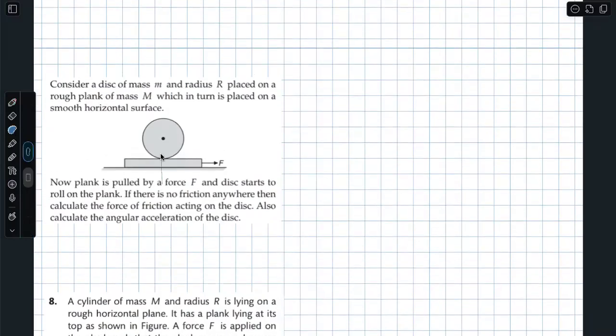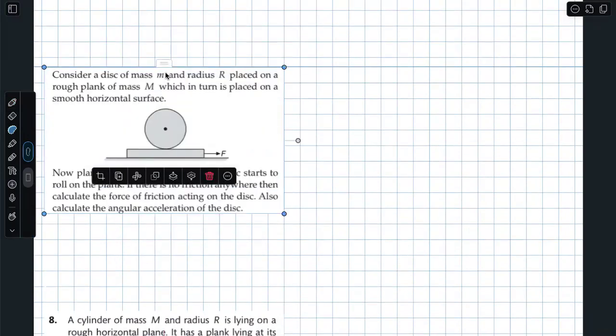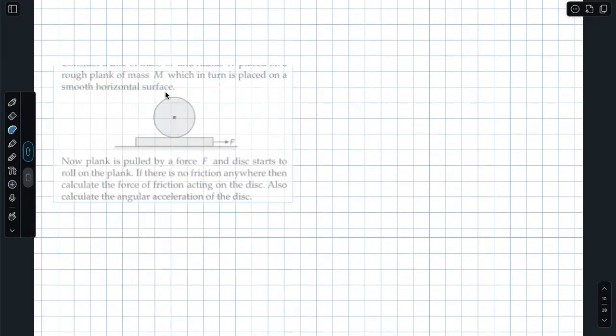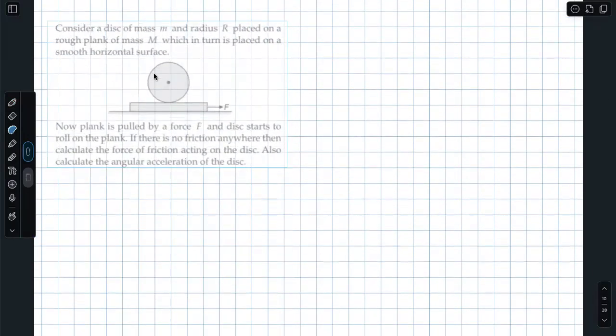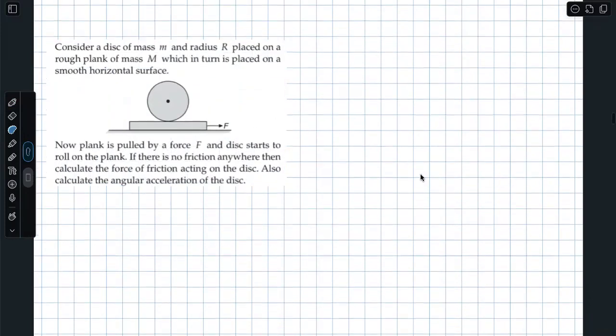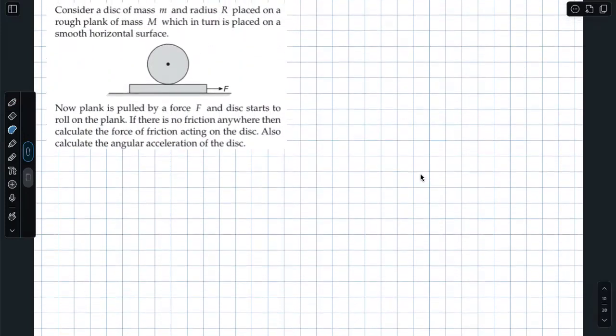You have a very good model actually. Really very good model. Consider a disk of mass M and radius capital R placed on a rough plank, mass capital M, which in turn is placed on a smooth horizontal surface. This is smooth.